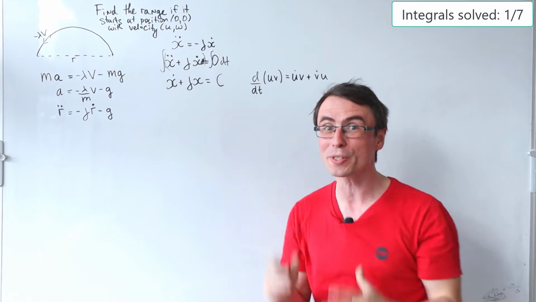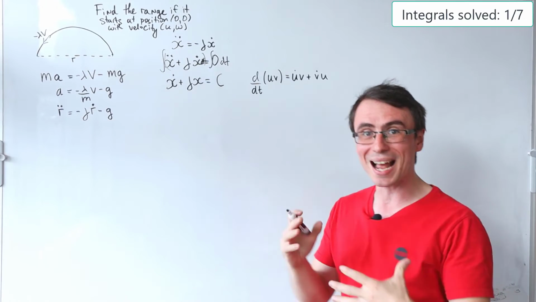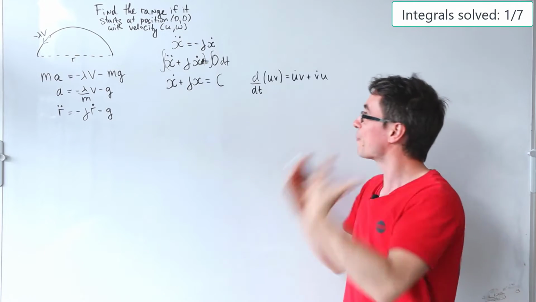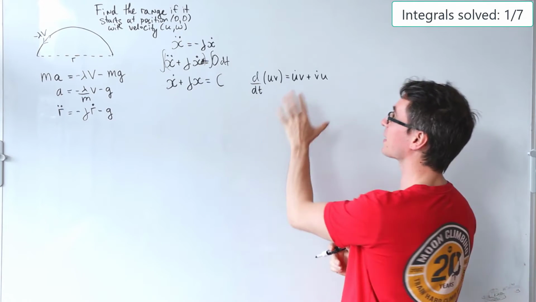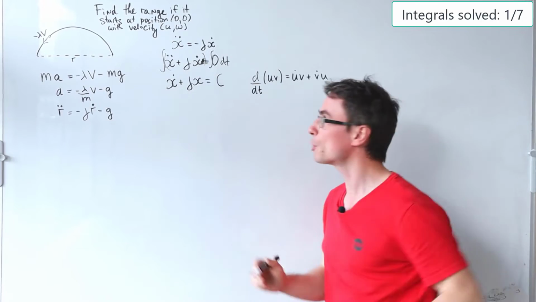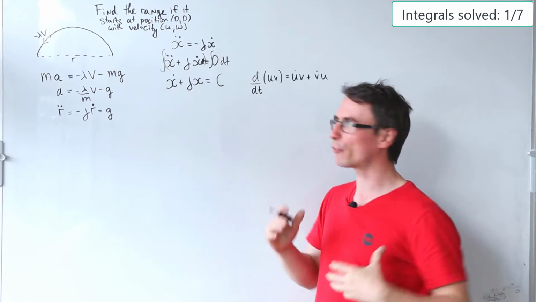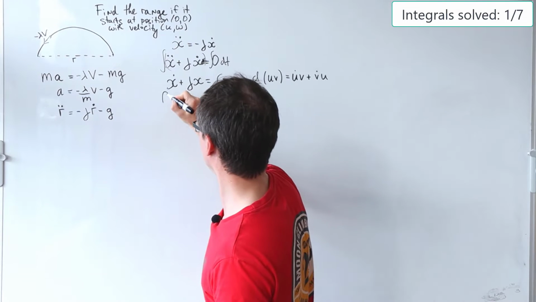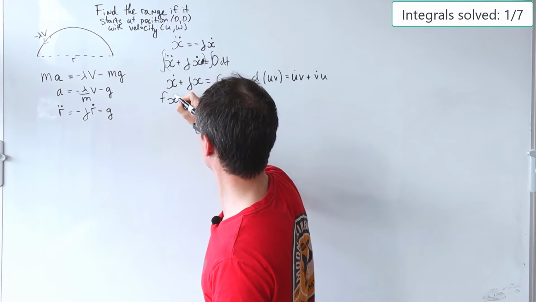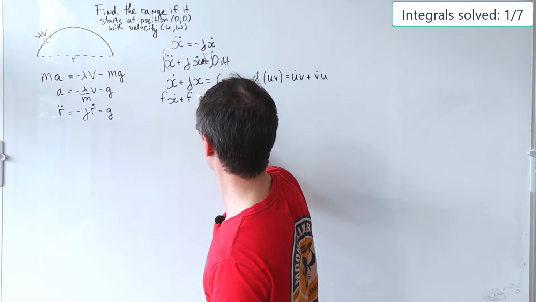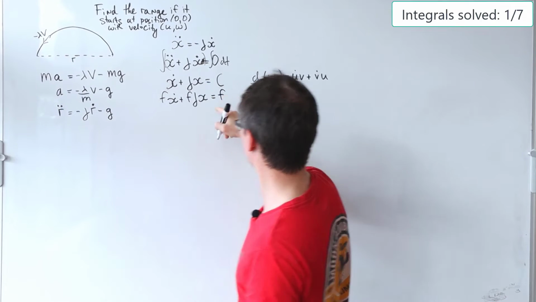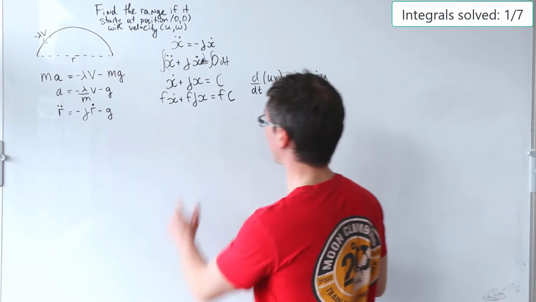However, we can force it to be, we can multiply it by a function that we're going to define such that it fits this bill. Let me show you. So I'm going to say that this function is just called f. So I'm multiplying by f, giving f x dot plus f gamma x, and this here will be given by f multiplied by that constant.